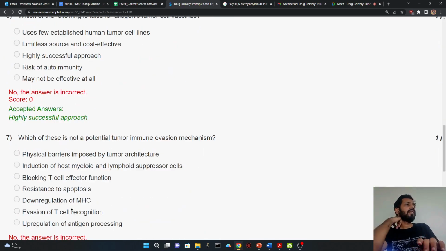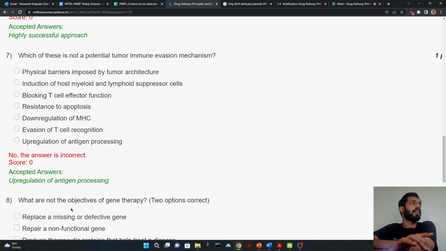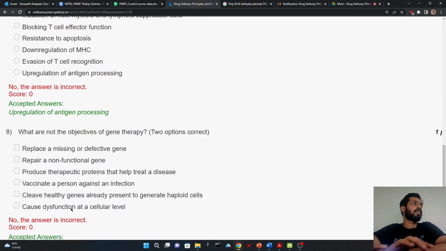Okay. Which of the following is not a potential tumor immune evasion mechanism? Physical barriers imposed by tumor architecture, induction of host myeloid and lymphoid suppressor cells, blocking T cell effector function, resistance to apoptosis, downregulation of MHC, evasion of T cell recognition, upregulation of antigen processing. It's option G. Yeah, so upregulation of antigen processing is not a potential tumor immune evasion mechanism, because if it's upregulating the processing of antigens, if anything, it will be susceptible to the immune system, right? So it would in fact downregulate the antigen processing.